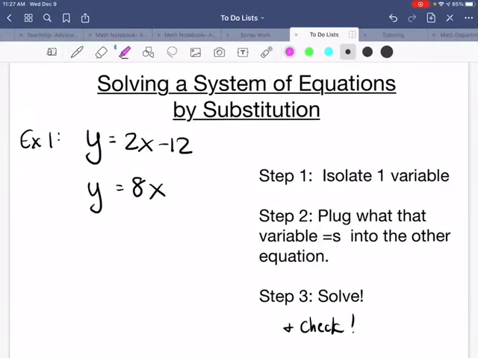Hi guys, I'm going to show you pretty quickly how to solve a system of equations by substitution. So you already went over this with Mr. Sham in class or with me in class, and now we're going to take some really detailed notes. So there's 3 steps to this.